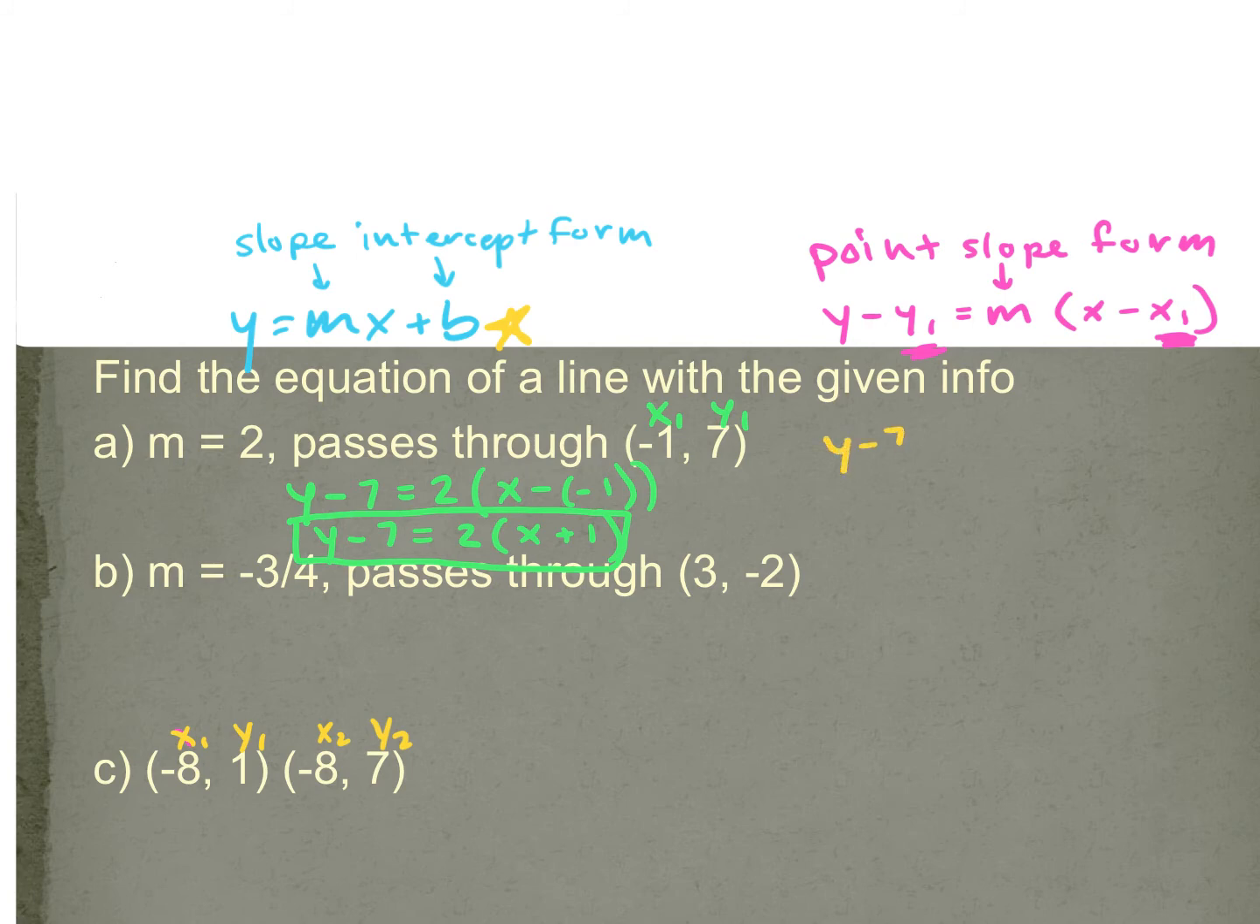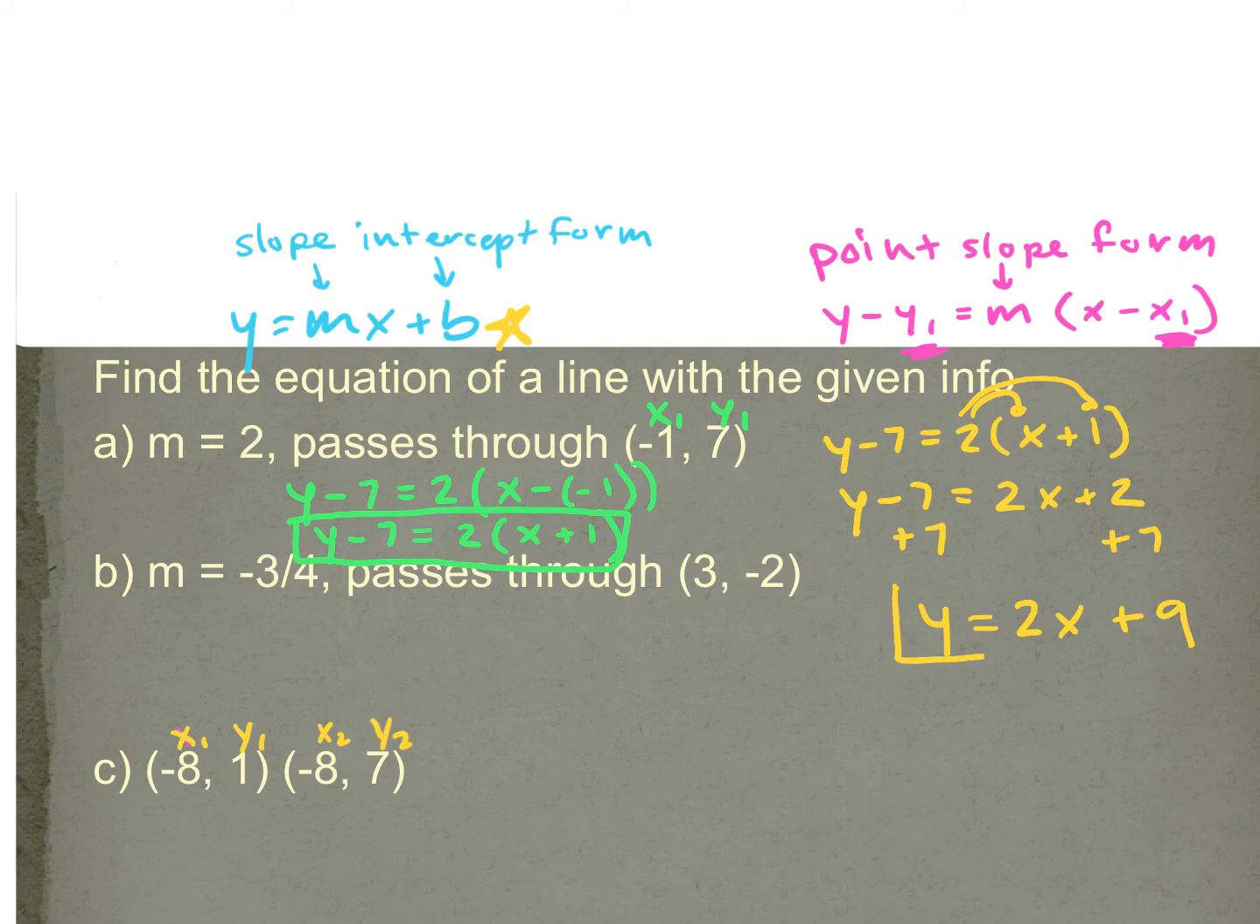So we have y minus 7 is equal to 2 times x plus 1. Distribute the 2. So 2x plus 2. What should we do next? Add 7. So y is equal to 2x plus 9. So this would be slope-intercept form. So the one in green is point-slope, right? Mm-hmm.